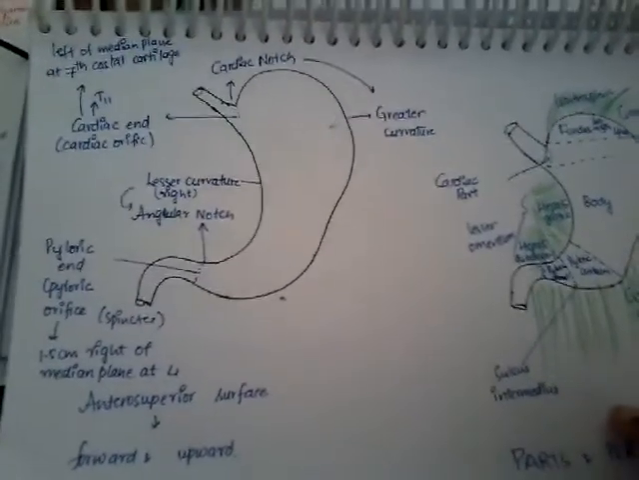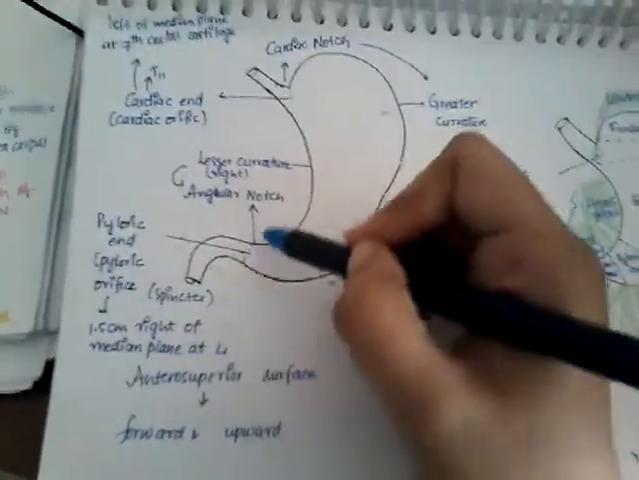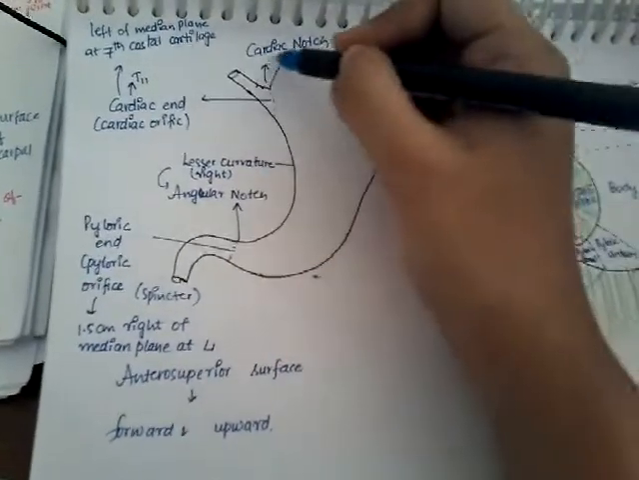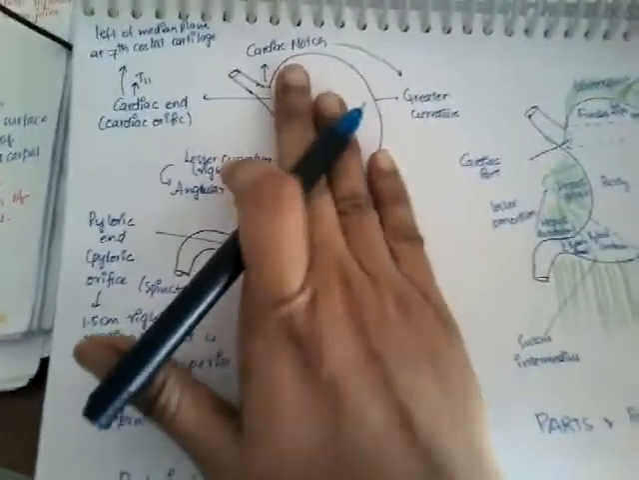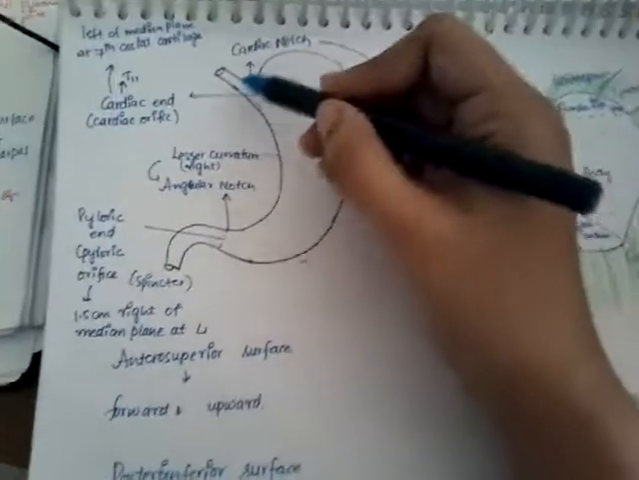Externally, the stomach has two ends. One is the cardiac end and the other is the pyloric end. It has two curvatures, the lesser curvature and the greater curvature. It has two surfaces, the anterior surface and below it, the posterior surface. So let us learn first about the ends.